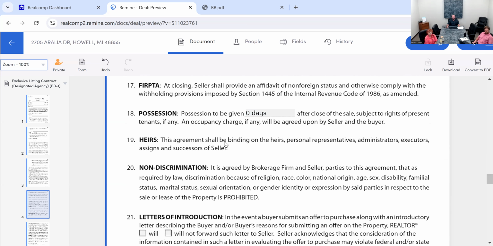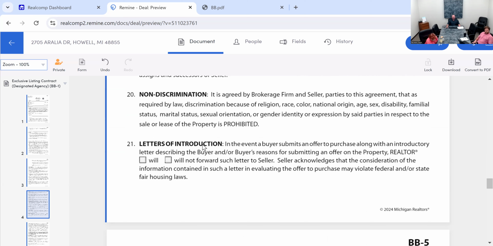Agreement shall be binding on heirs, personal representatives, all the other legal stuff there. Non-discrimination, fair housing, do not discriminate. All right, letters of introduction, aka love letters.